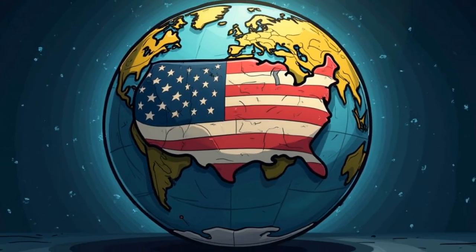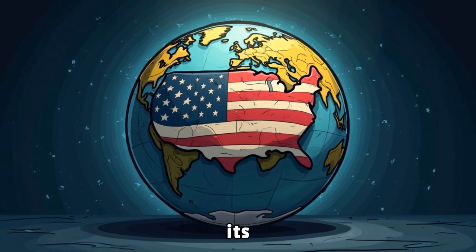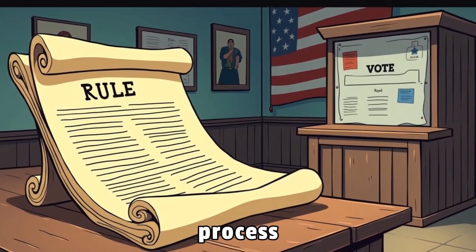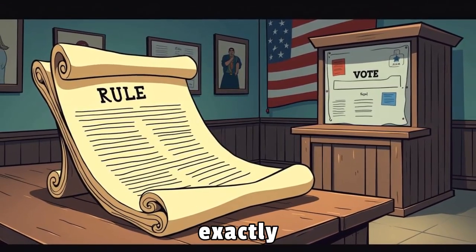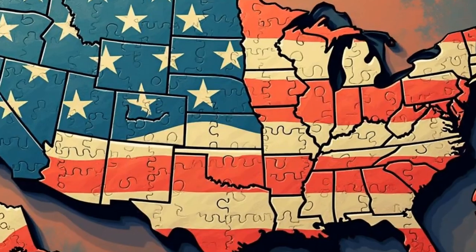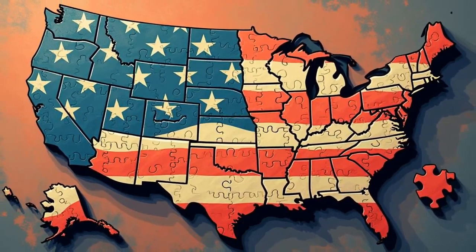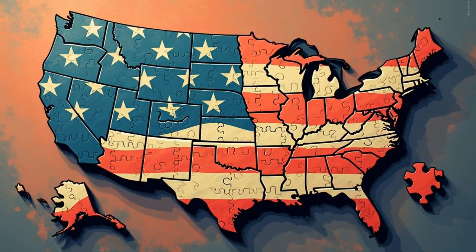Every 4 years, all eyes around the world turn to the United States as it conducts its presidential elections. A complex yet fascinating process steeped in history and rules. Have you ever wondered exactly how these elections work? Today, we'll unravel the intricate workings of the U.S. electoral system, shedding light on how democracy plays out in this vast nation.